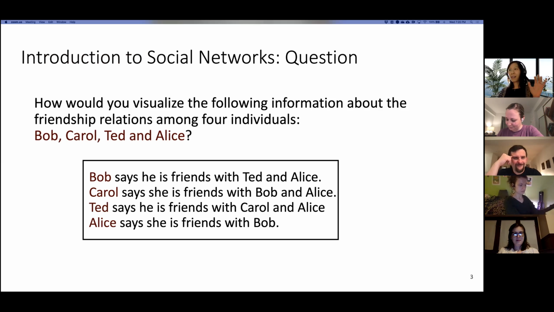So Bob says he's friends with Ted and Alice. Carol says she's friends with Bob and Alice. Ted says he is friends with Carol and Alice. And Alice says that she is friends with Bob. I'll just give you 5 more seconds.